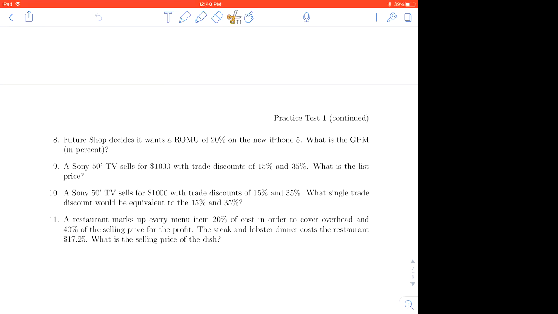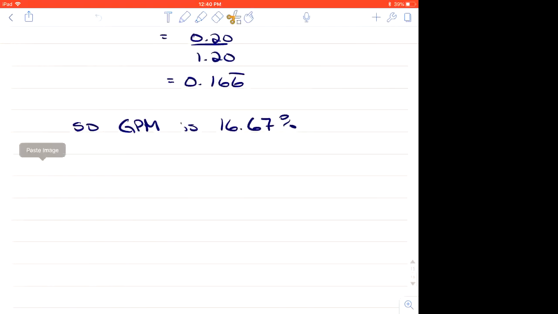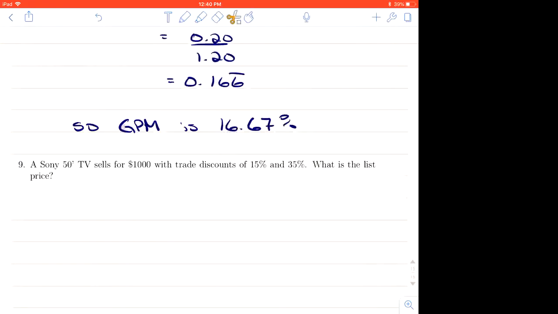Okay. Question 9. A Sony 50-inch TV sells for, is that inches? 1 apostrophe? A 50-foot TV. It's impressive, right? And it only sells for $1,000. With trade discounts, better get to Future Shop right away.